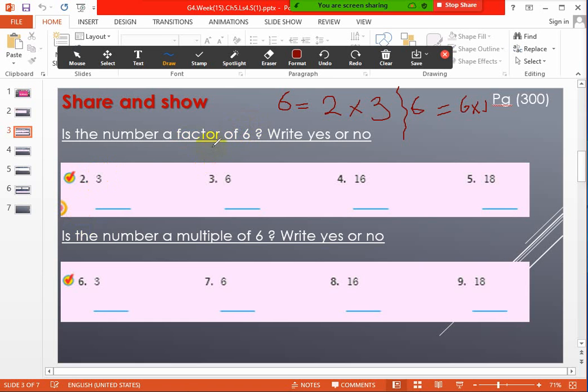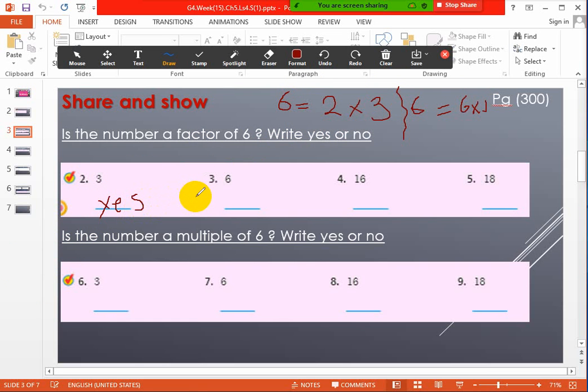Number 3, is it a factor for 6? Why no, girls? Look, the factors of 6 are 2, 3, 6, 1. Yes, the answer is yes. 3 is a factor of 6 because if you multiply 3 by 2, you will find 6. So yes, 3 is a factor for 6.